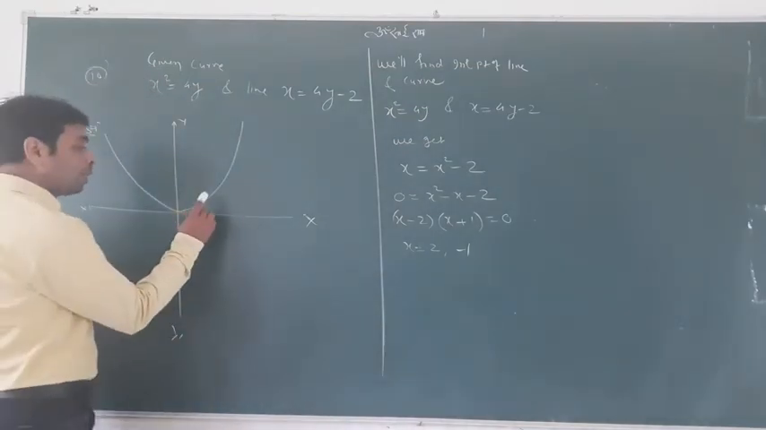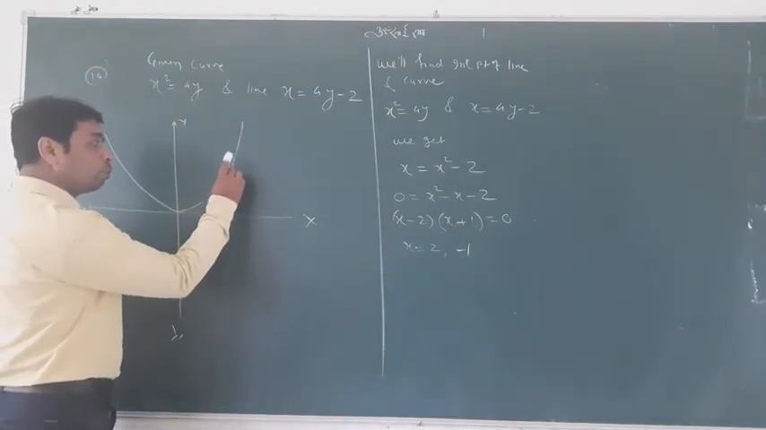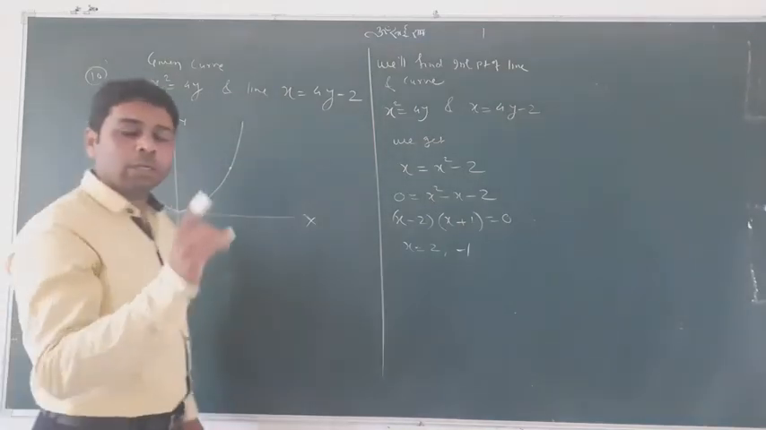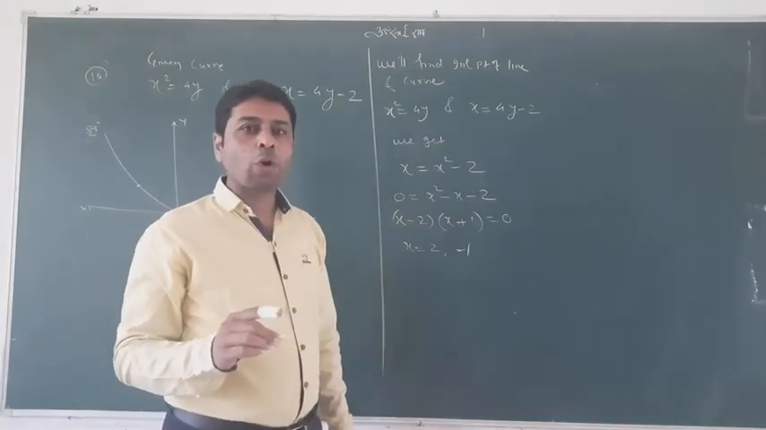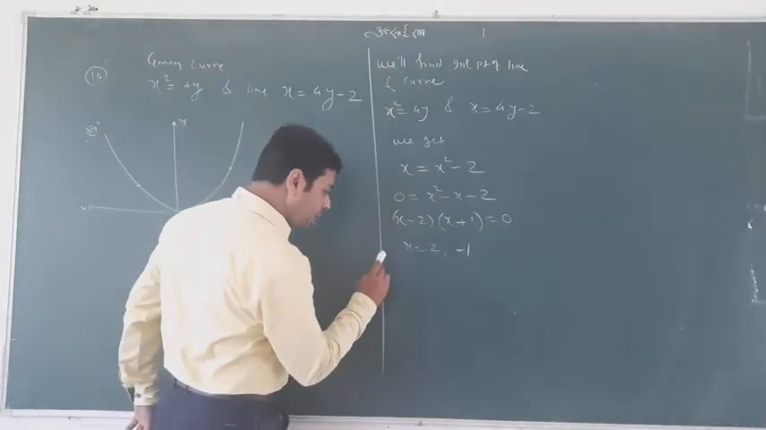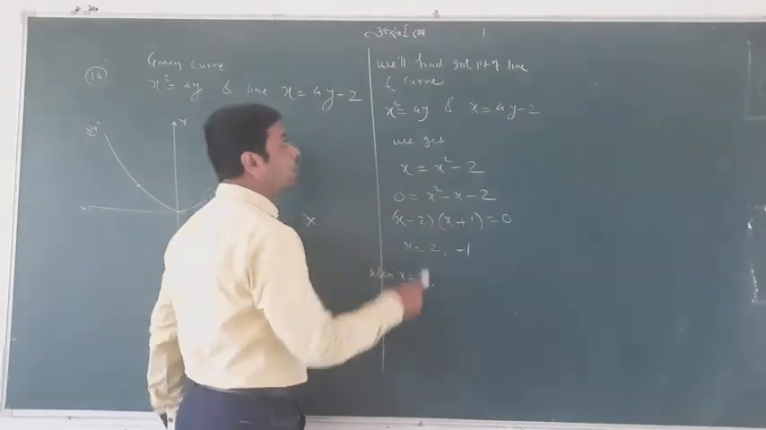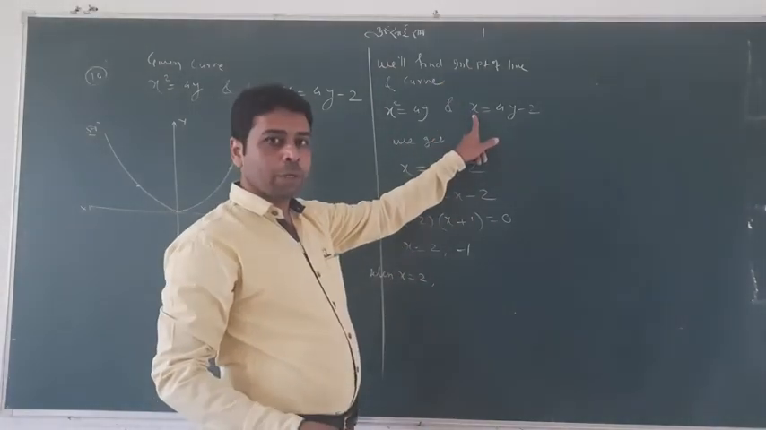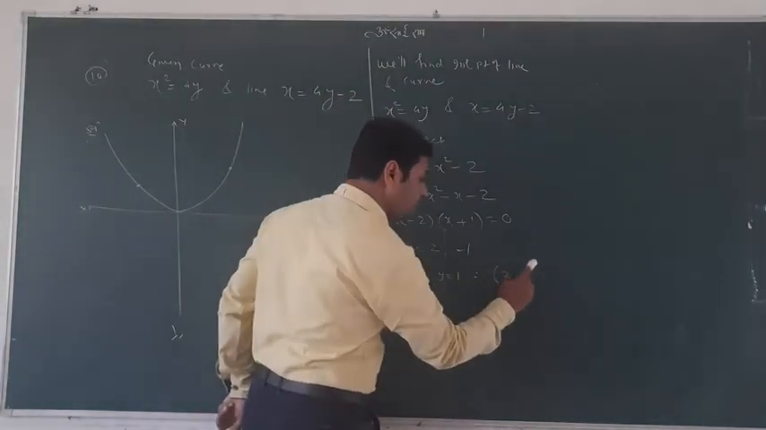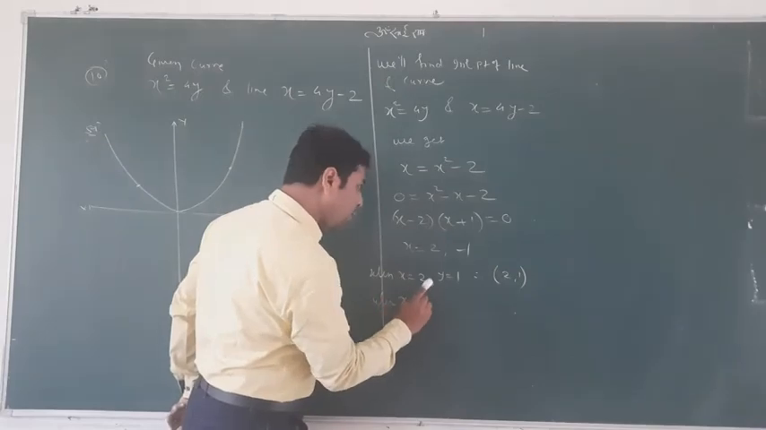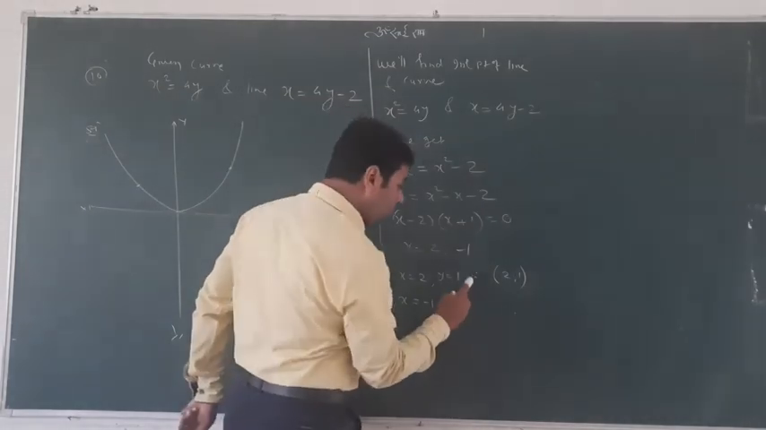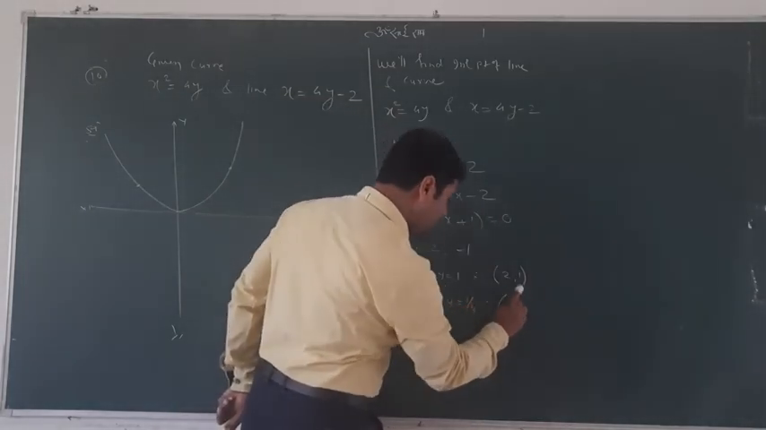x equal to 2 is on the positive side, and x equal to minus 1 is on the negative side. Just focus on the quadrant of the points. Suppose x equal to 2; what is y? Put x equal to 2 in x square equal to 4y: 2 times 2 is 4, 4 and 4 cancel, so y equal to 1. So the first point is (2, 1). When x equal to minus 1, we get 1 equal to 4y, so y equal to 1 by 4. So the second point is (minus 1, 1 by 4).